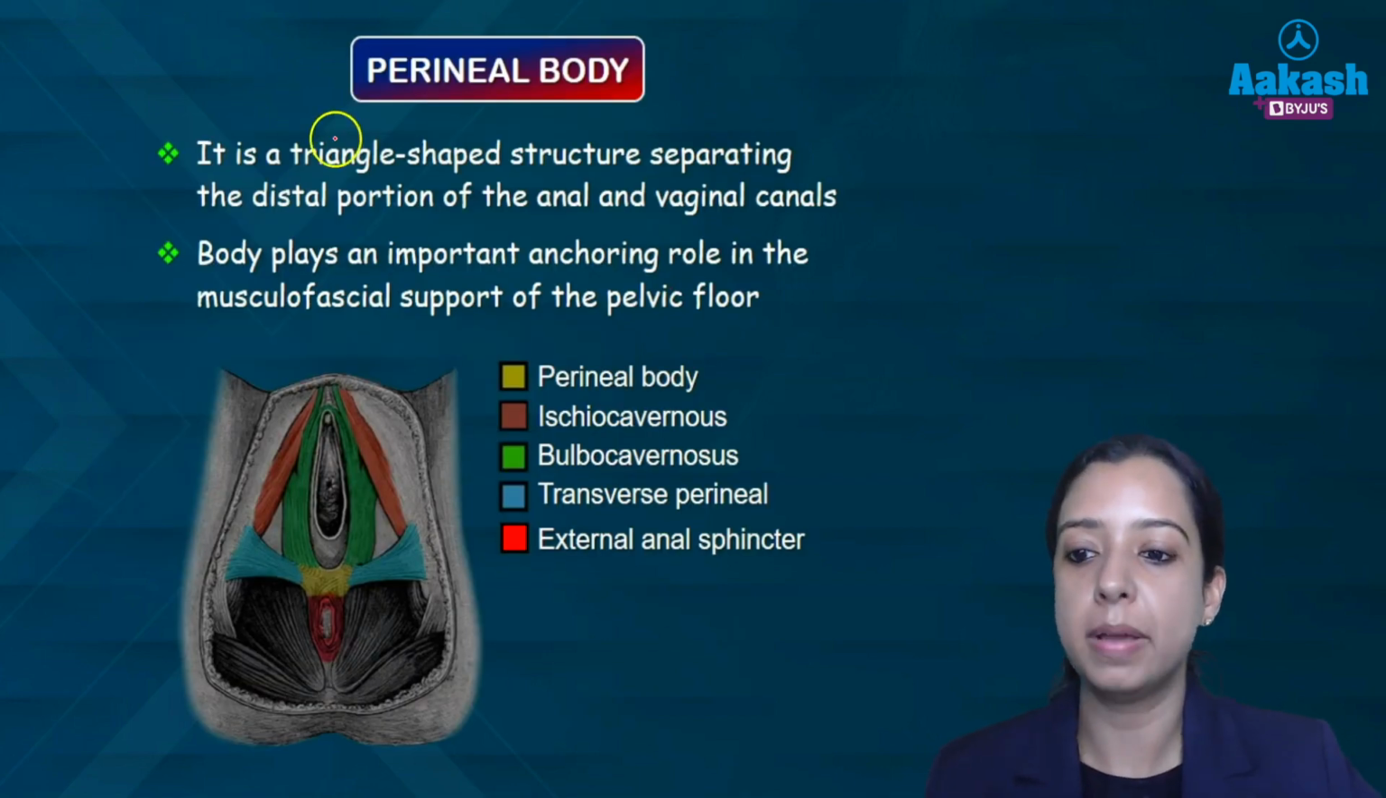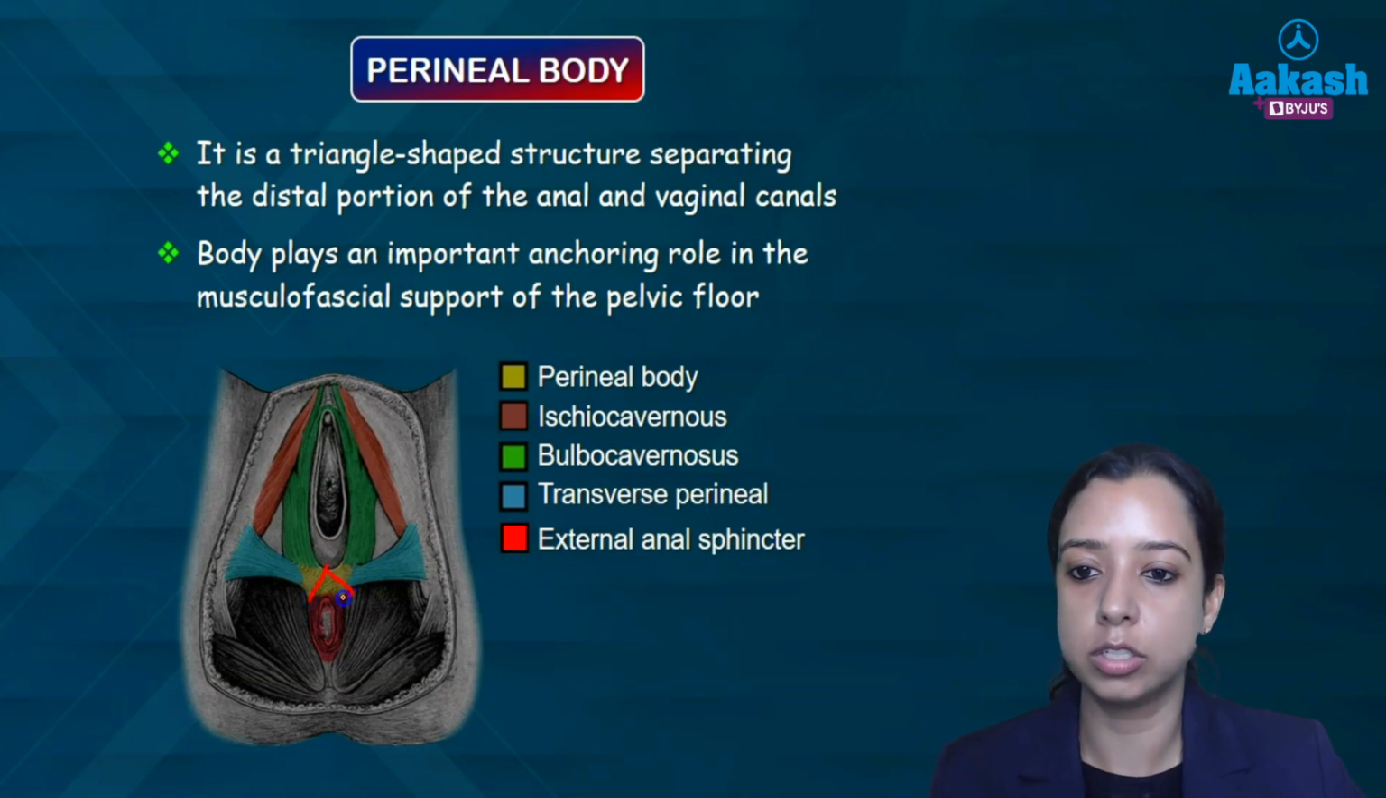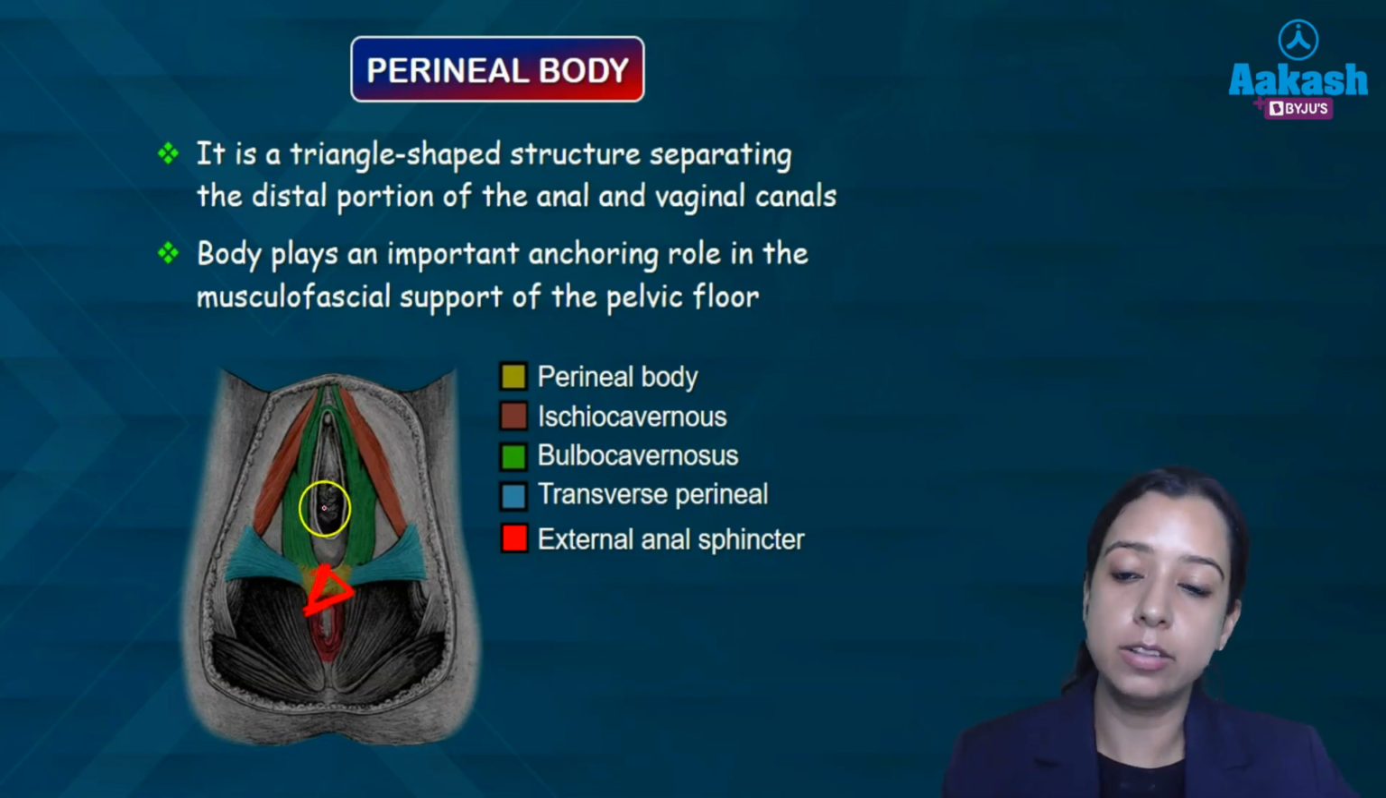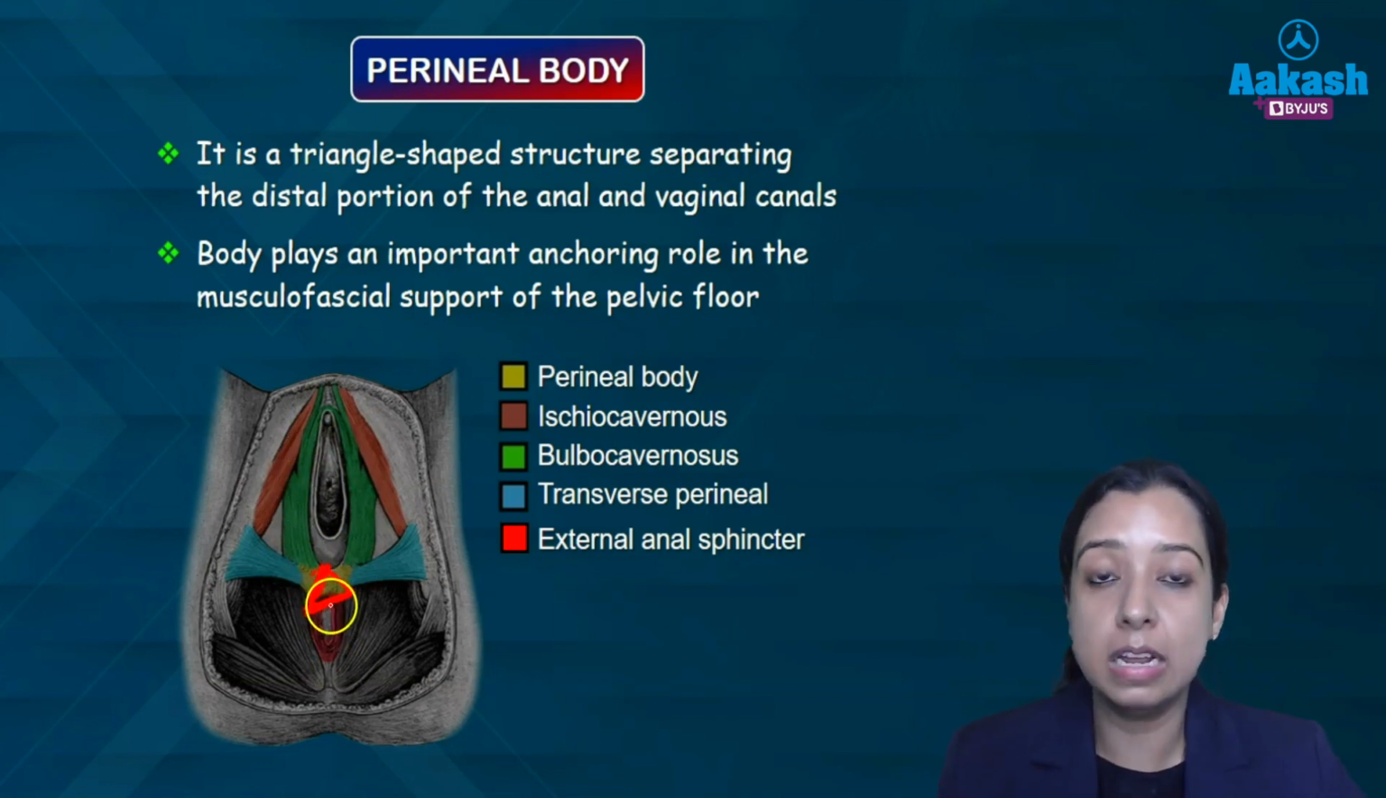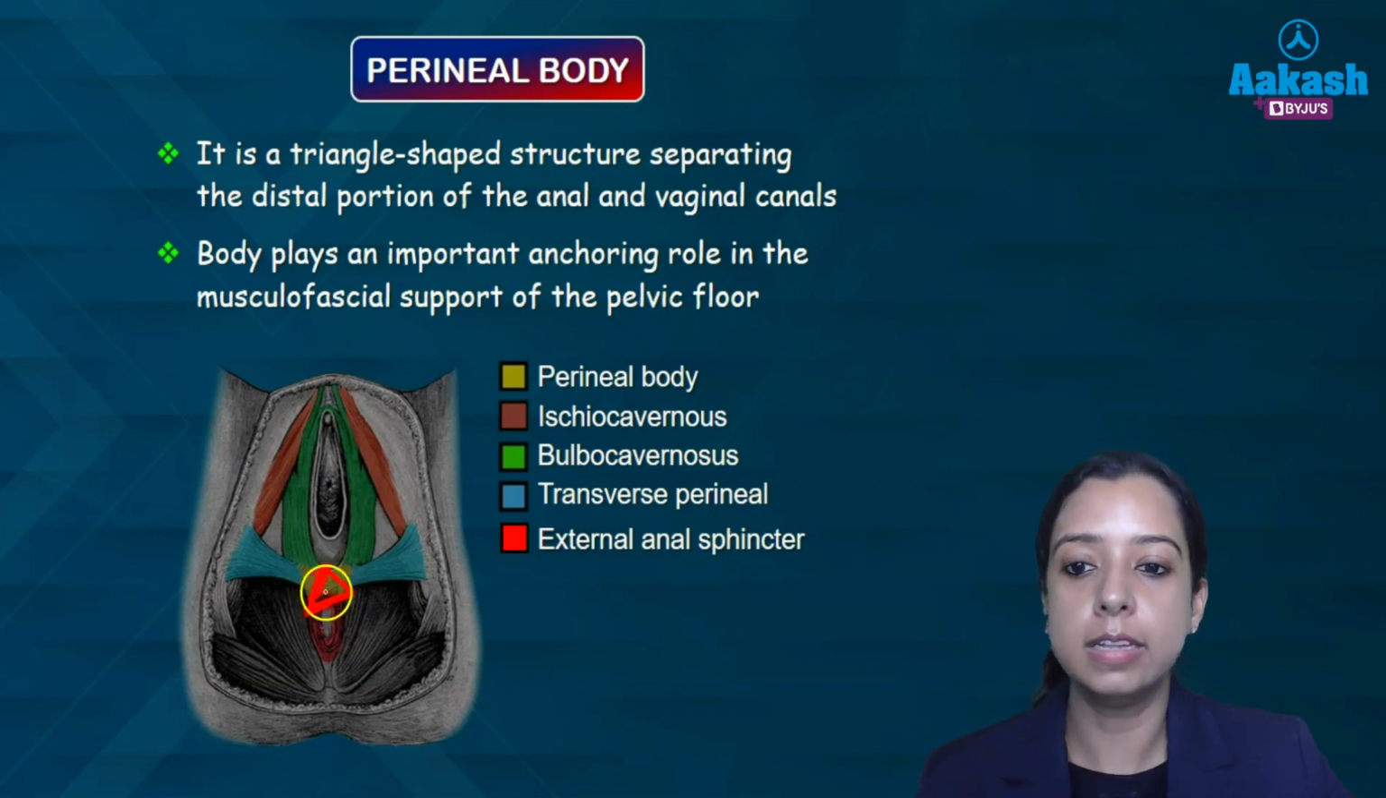Let's have a little talk about perineal body. So perineal body is a triangular structure lying in the superficial perineal pouch here. It separates your urogenital area from the anal area and provides support to the perineal structures. Question asked is what is making perineal body? So you tell me what is making perineal body.